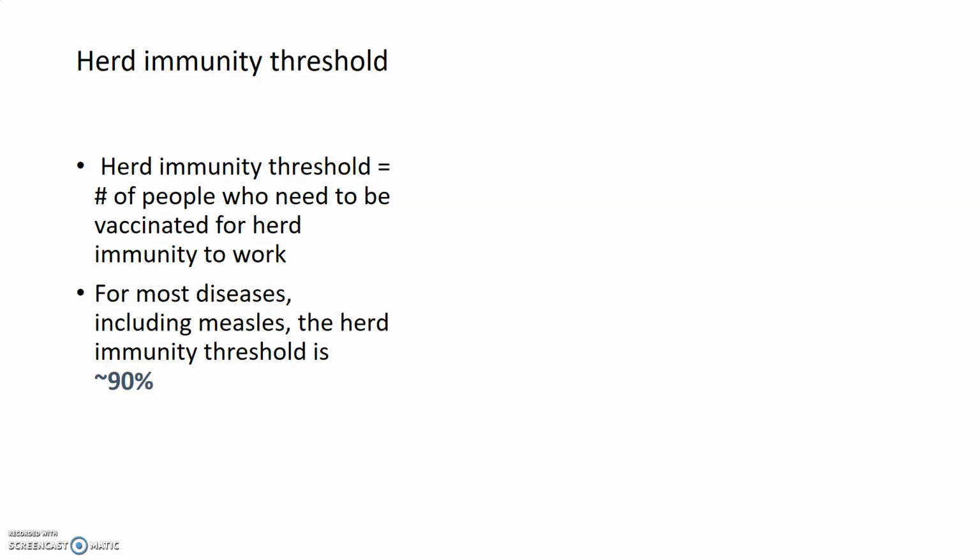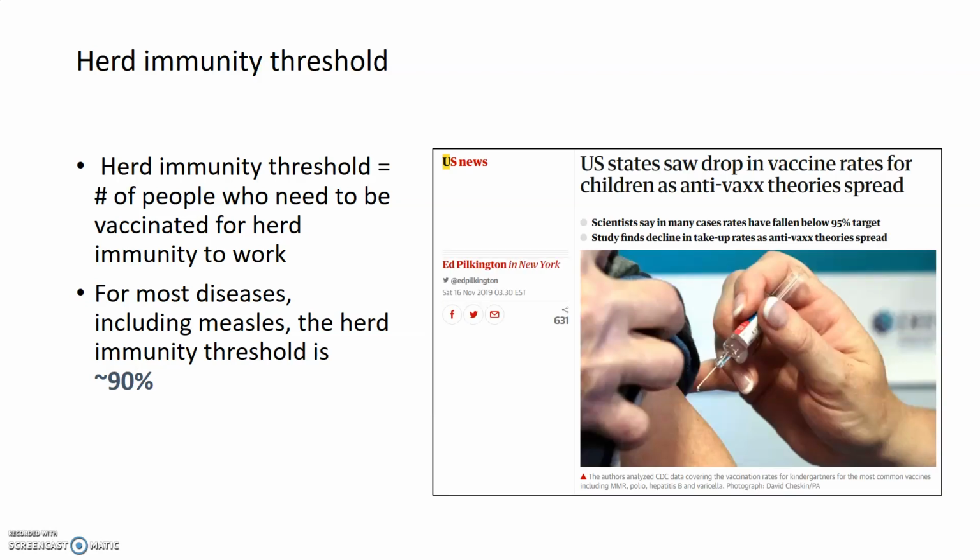And for most diseases, including measles, the herd immunity threshold is about 90%. This varies based on the different diseases. Sometimes it has to be up to 95% of people who are vaccinated or immune in order for herd immunity to hold. And this is why anti-vaccination is sort of a problem and why measles is resurging in the United States.